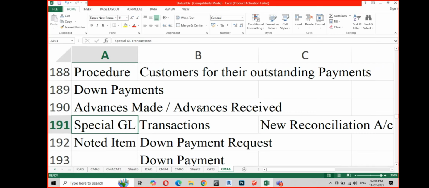Now, your normal purchases, your normal sales, your receipt of money, you making payments, your credit memos, they're all normal transactions in your SAP. But when it comes to certain transactions, like say your bank guarantees, your advances, your security deposits, let me add a few more.